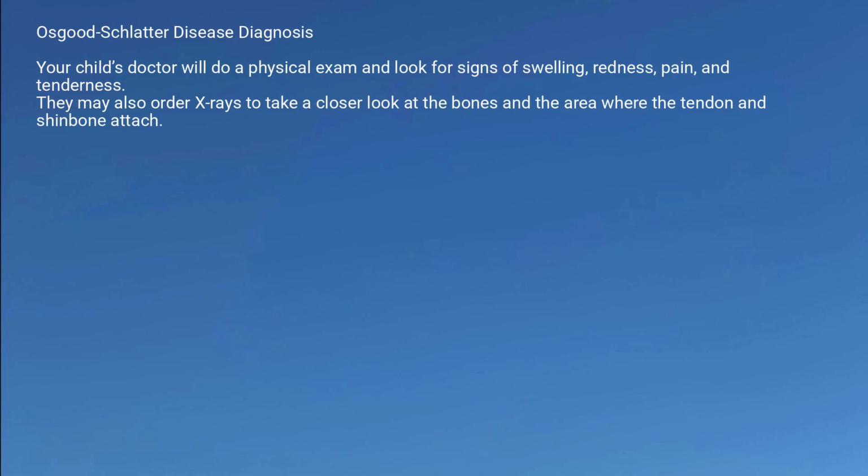Osgood-Schlatter disease diagnosis. Your child's doctor will do a physical exam and look for signs of swelling, redness, pain, and tenderness. They may also order X-rays to take a closer look at the bones and the area where the tendon and shin bone attach.